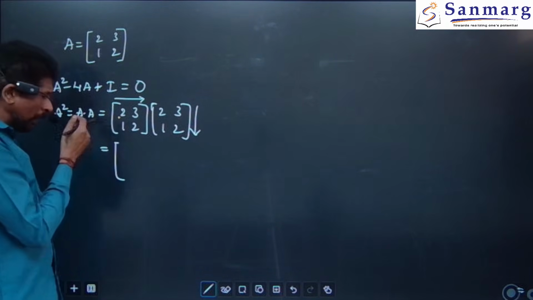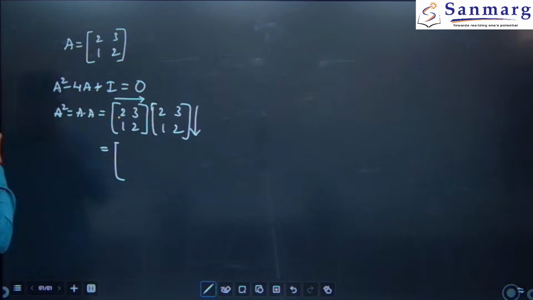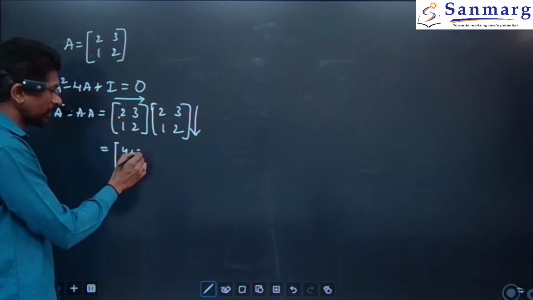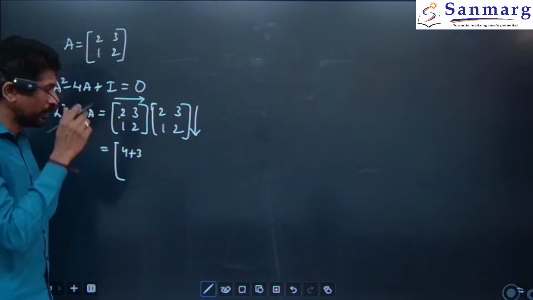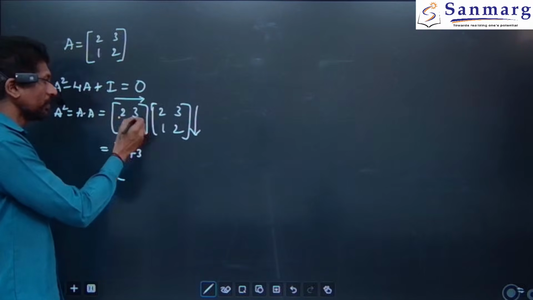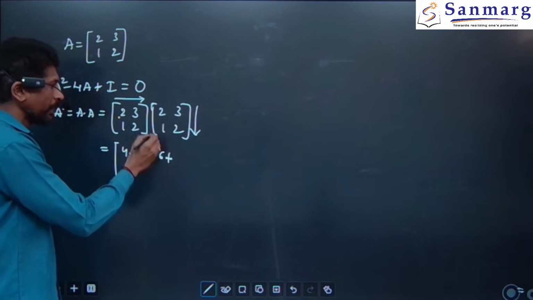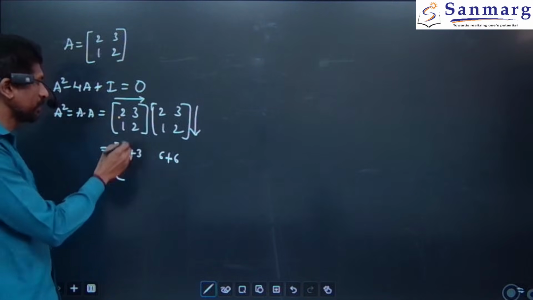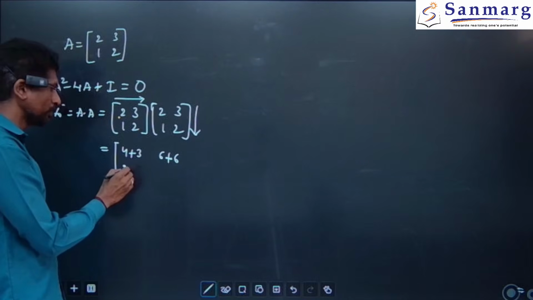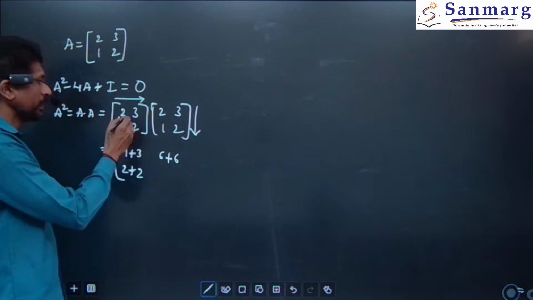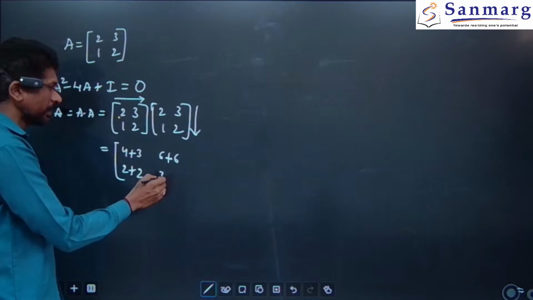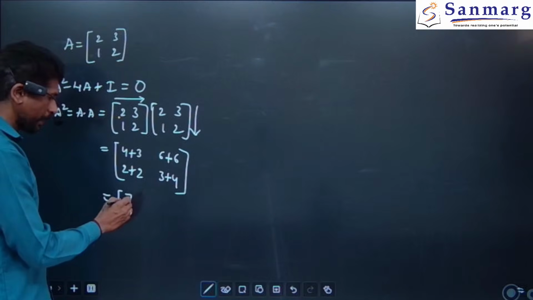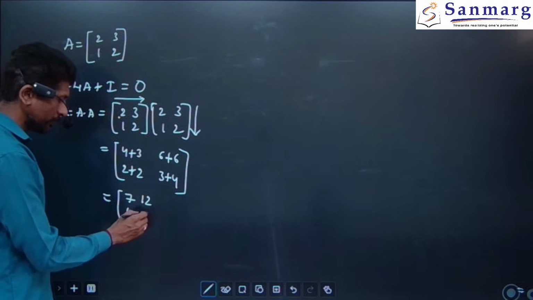2 2s are 4. Next 3 1s are 3. First row first column element multiplication is completed. Next first row second column: 2 3s are 6, 3 2s are 6. Next second row first column: 1 2s are 2, 2 1s are 2. Next second row second column: 1 3s are 3, 2 2s are 4. So the values come 7, 12, 4, 7.